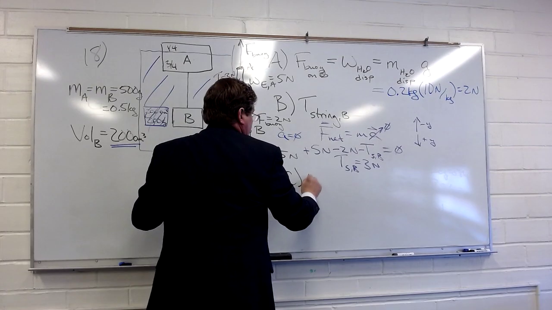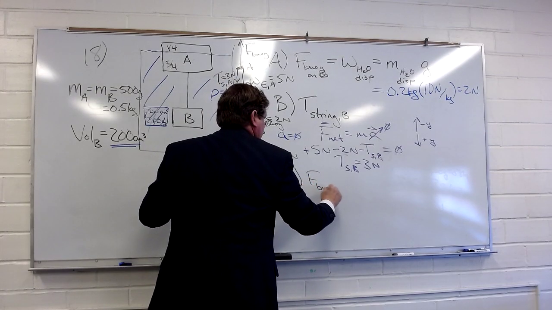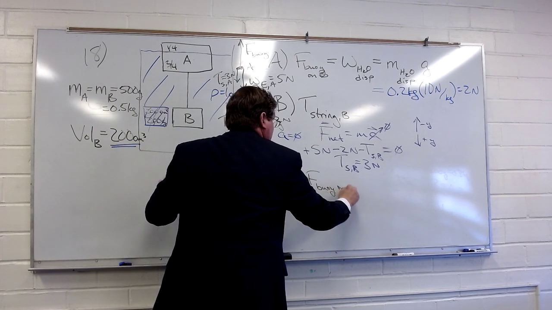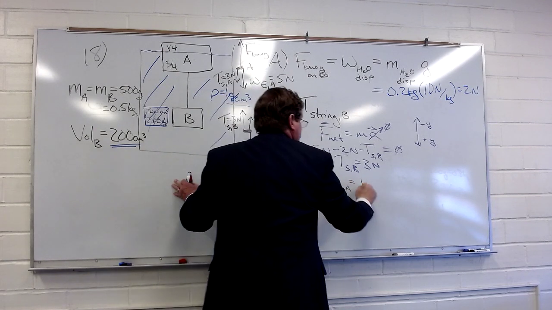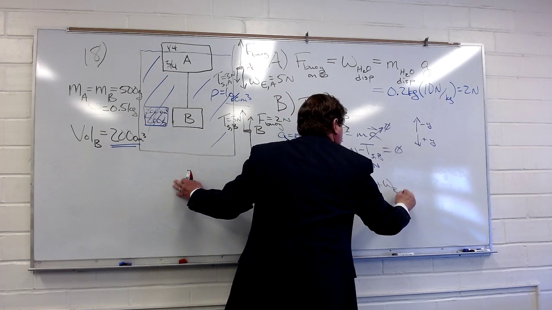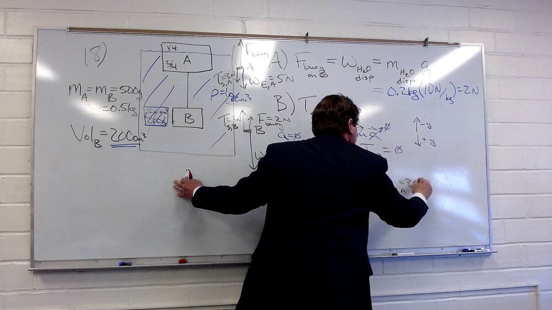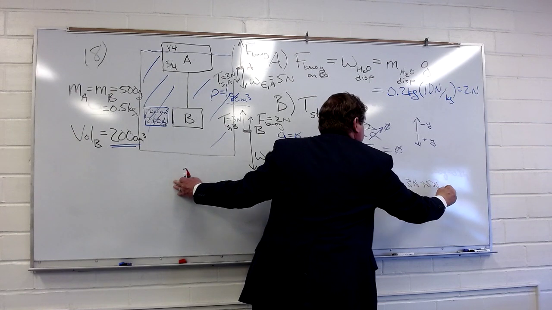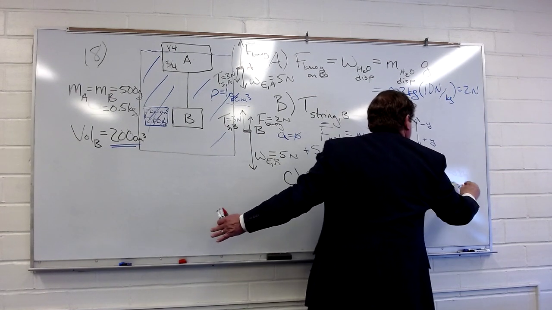So that means that the buoyant force on A has to equal the tension in the string plus the weight of A, which is going to be 3 newtons plus 5 newtons, which is 8 newtons. Okay?